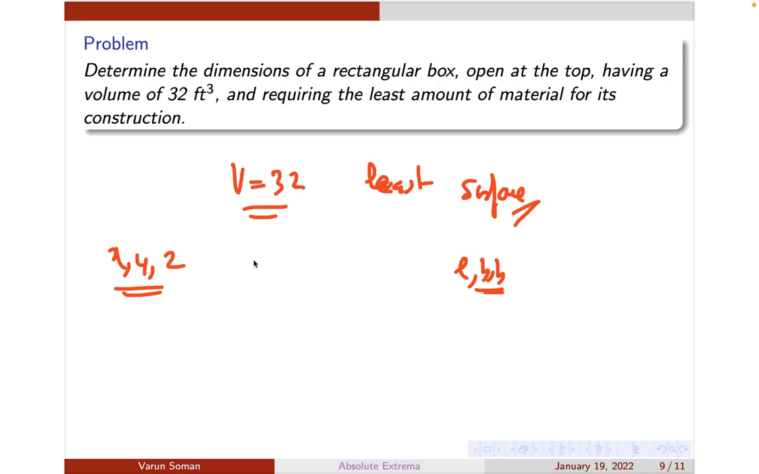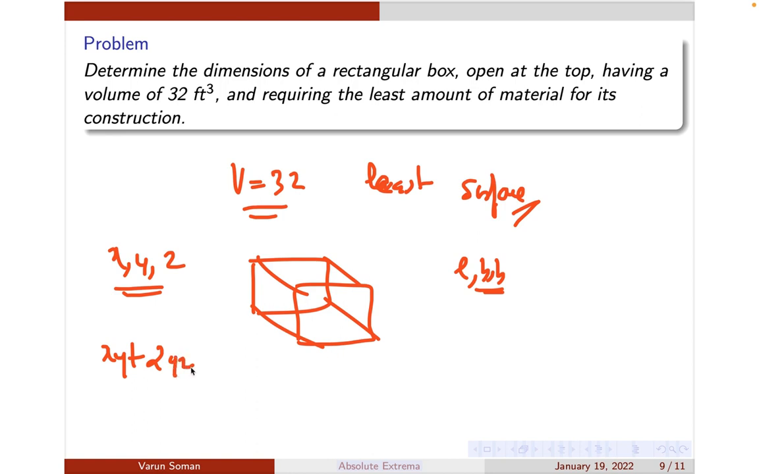So what will you use? Your rectangular box will be like this. This top portion is not there, so the bottom xy will be there for surface area, and two other portions are there, so 2yz would be there plus 2xz would be there. Except the top portion, these regions would be there. So this is your surface area.